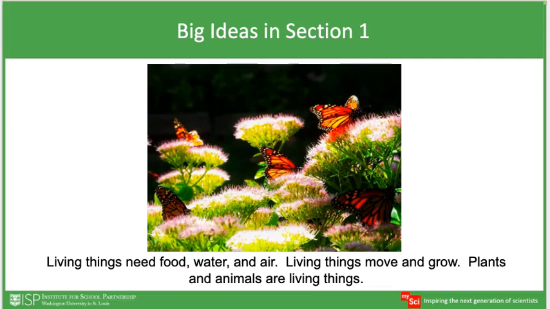Here are some of the content-level big ideas for Section 1 and how students will figure them out. Students use cards, a book, and a nature hunt to classify objects as living or non-living. Using observations, they figure out that living things need food, water, and air, and they move and grow. They classify plants and animals as examples of living things. They will continue to apply this knowledge to the other sections of this unit.